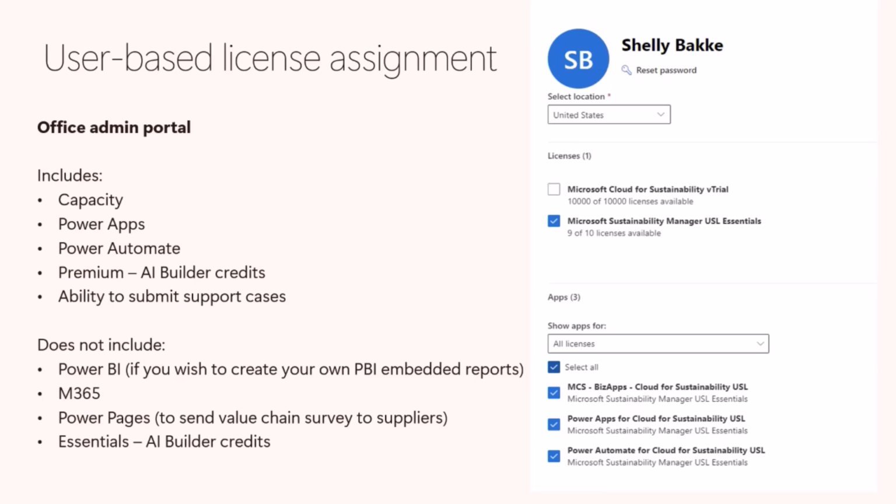And then if you are on the premium USL license, the user license, then you are seated with 25,000 AI Builder credits a month at the tenant level. And then once you have the user-based license added to your Entra ID or your tenant, then you have the ability to submit support cases. And I'll show you a screenshot here in the future too on where you can go to submit support cases as well.